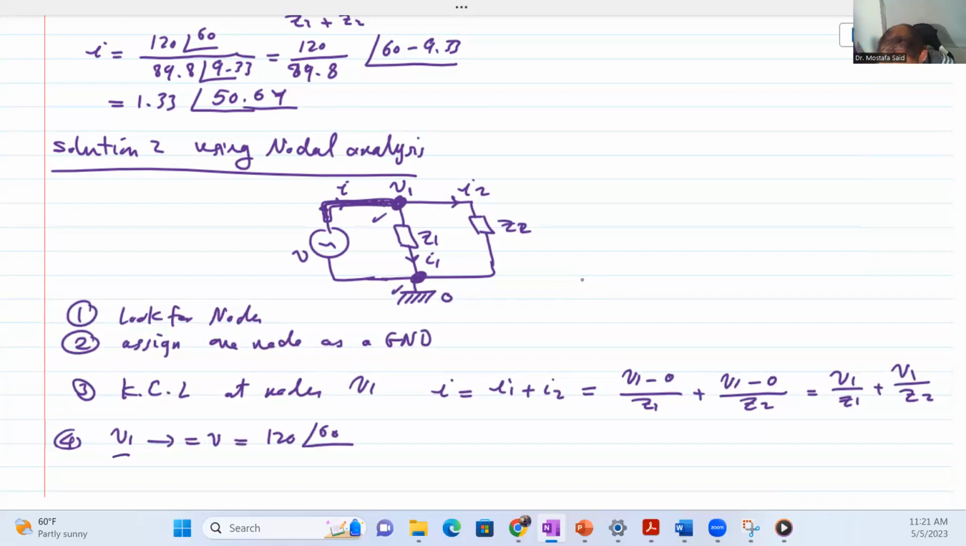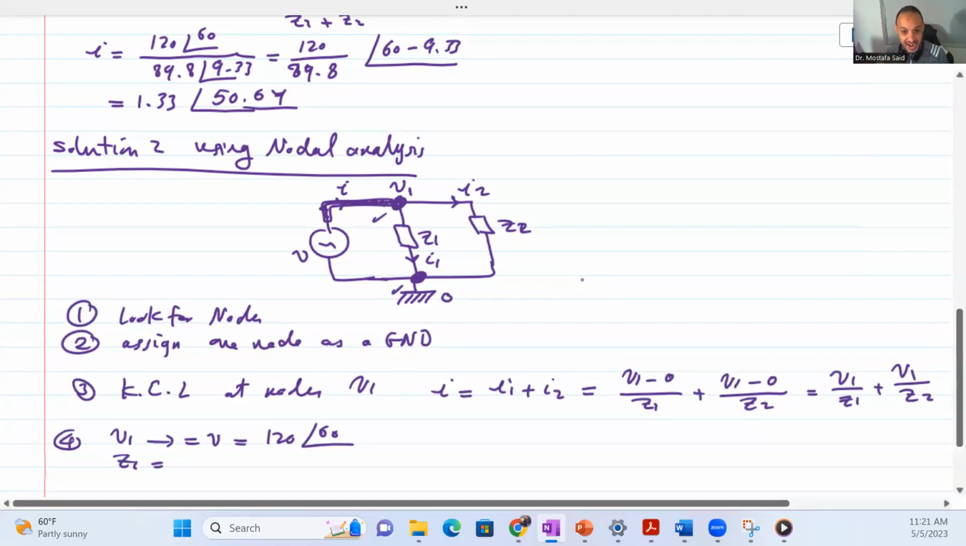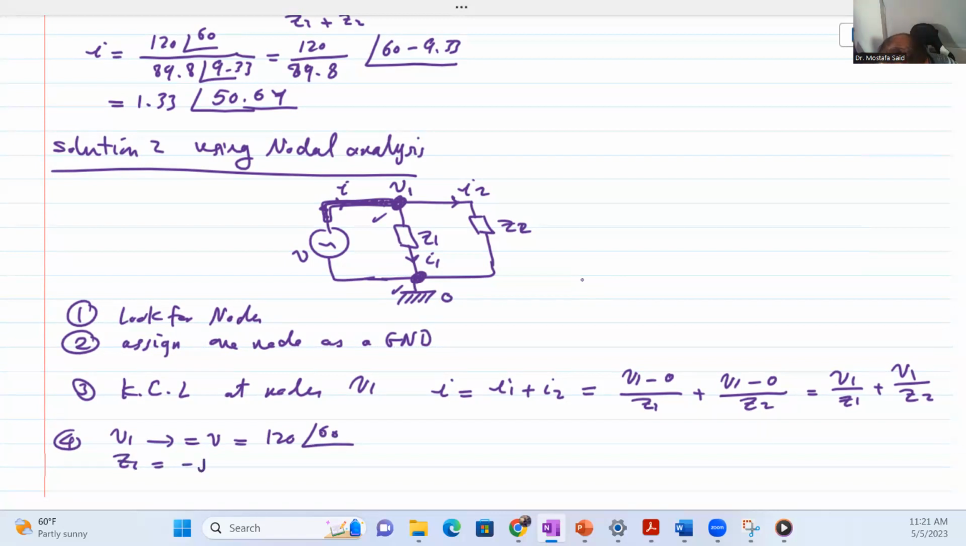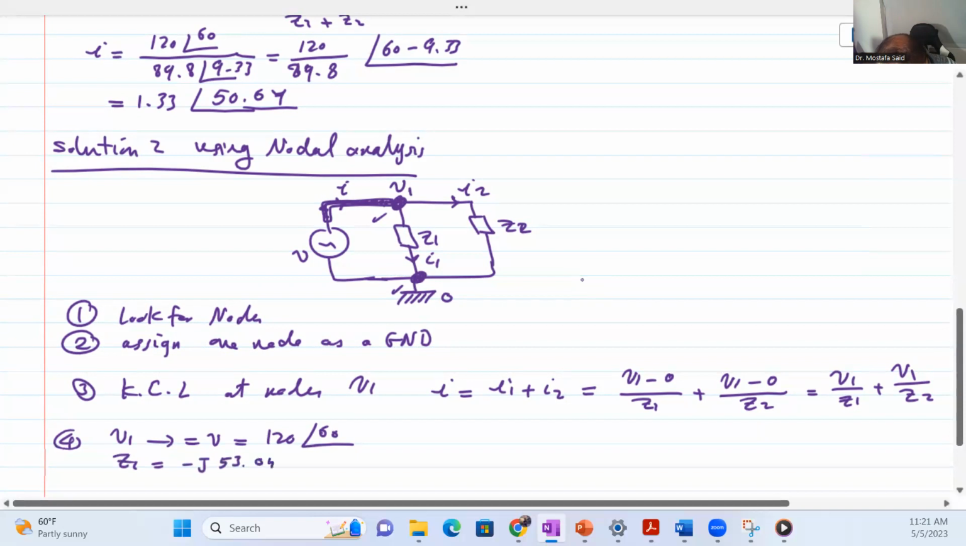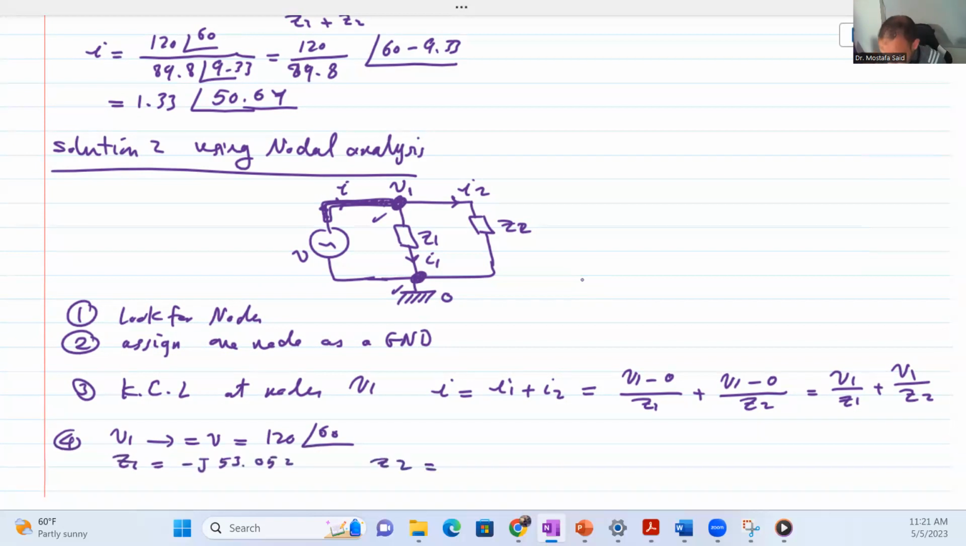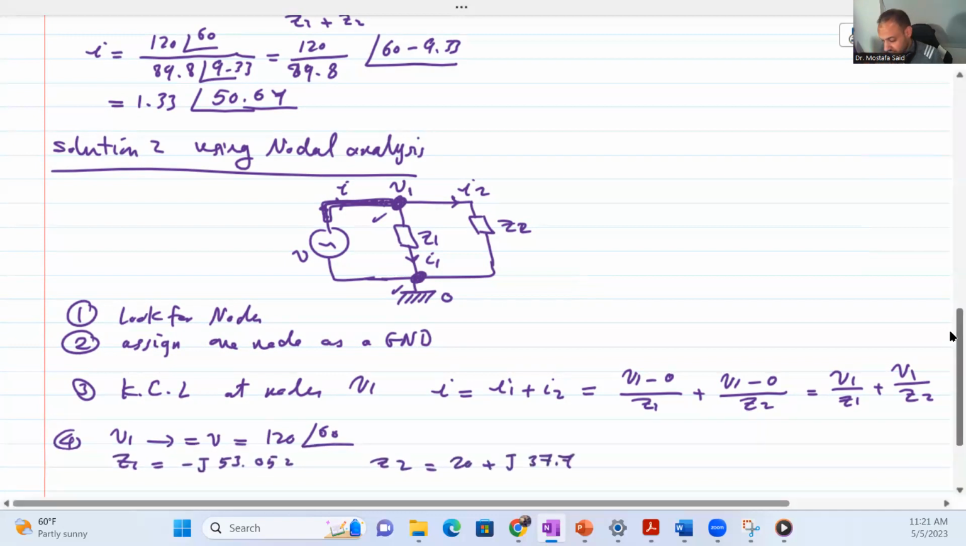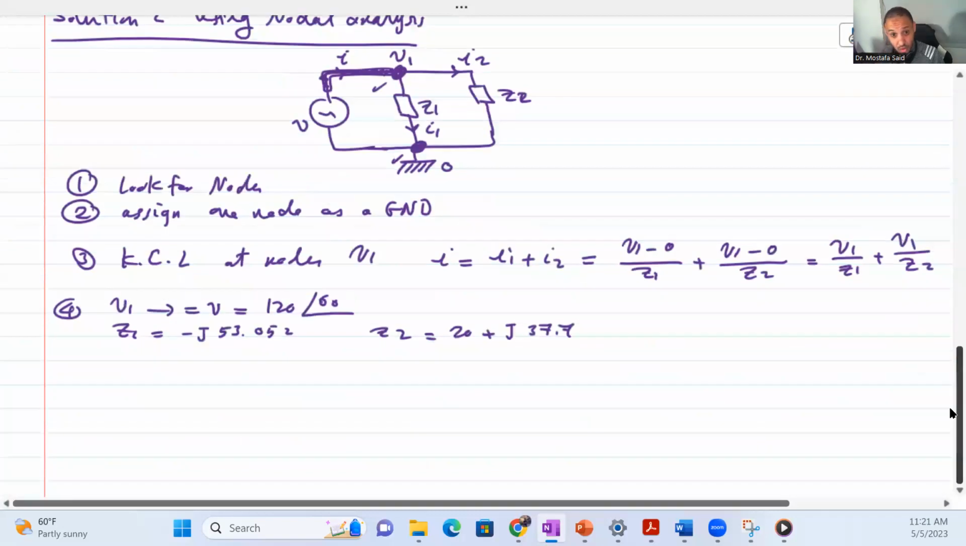Okay, and what is Z1? Z1 is the impedance of the capacitance. We know it already: minus J 53.052. What is Z2? Z2 is actually 20 plus J 37.7. Okay, good. Now let's write this down.